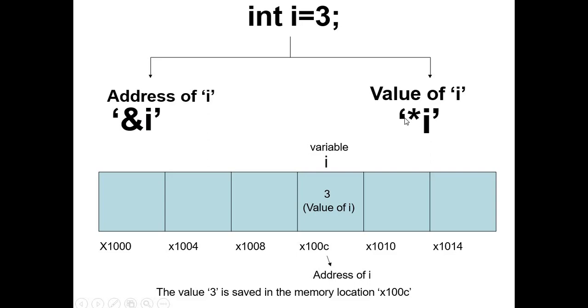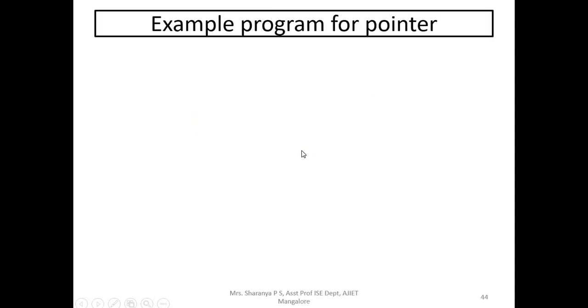In simple terms, ampersand refers to the address of a variable and star refers to the value stored at that address. Star is also called the dereference operator, and ampersand is also called the reference or address operator.